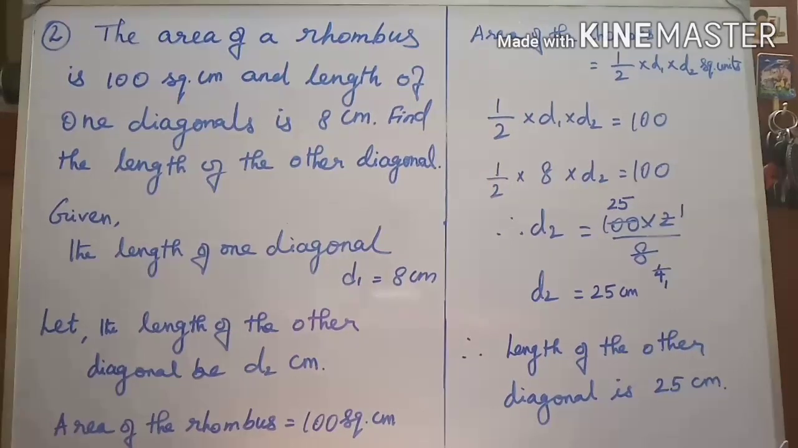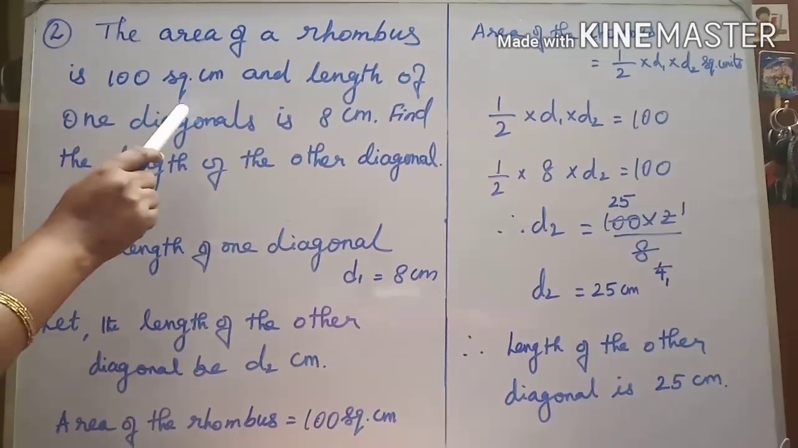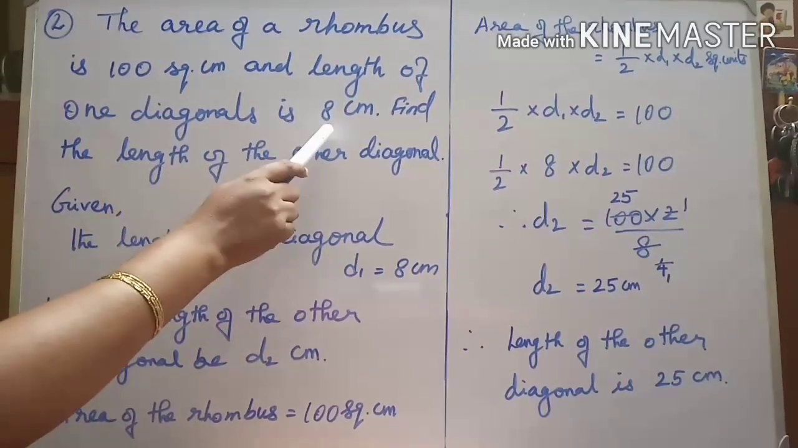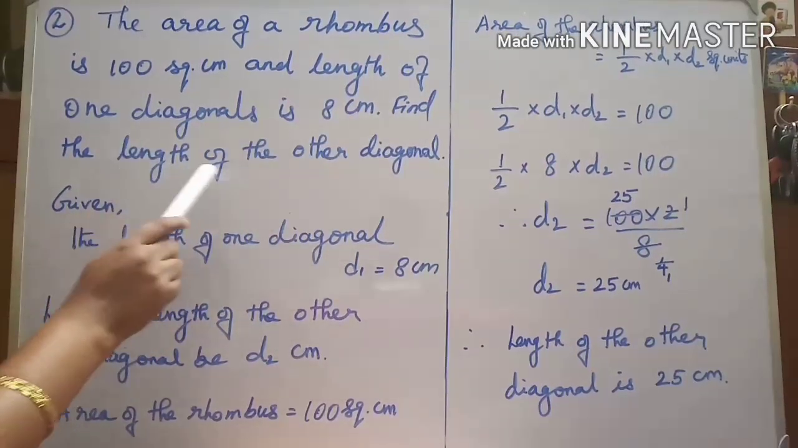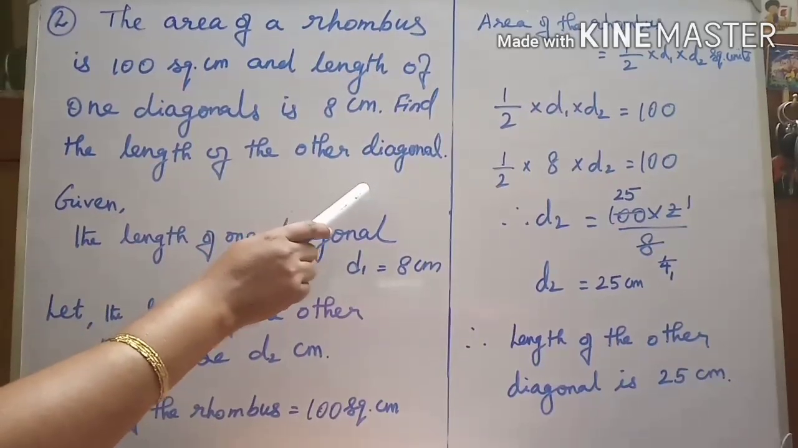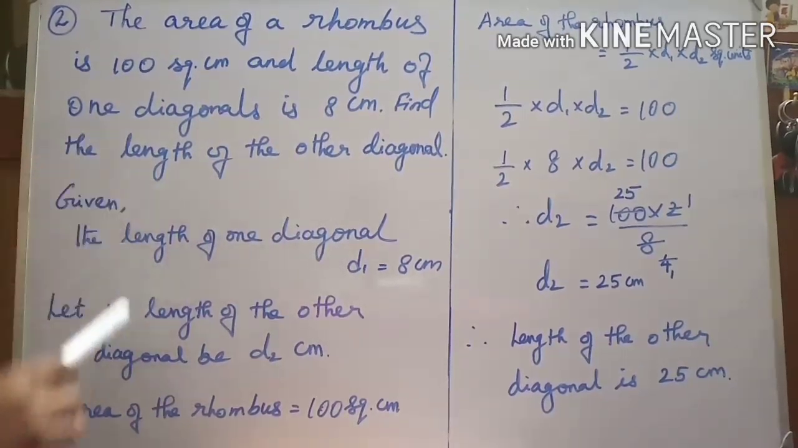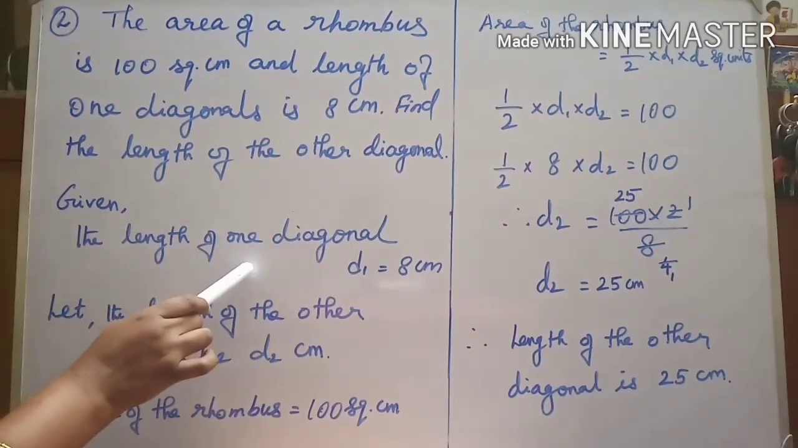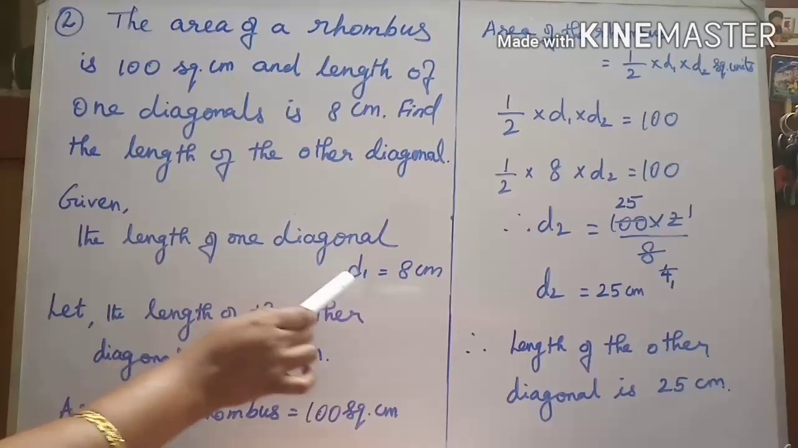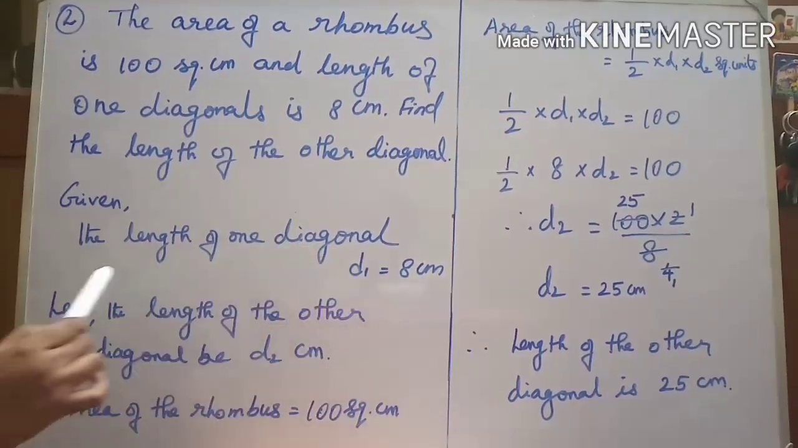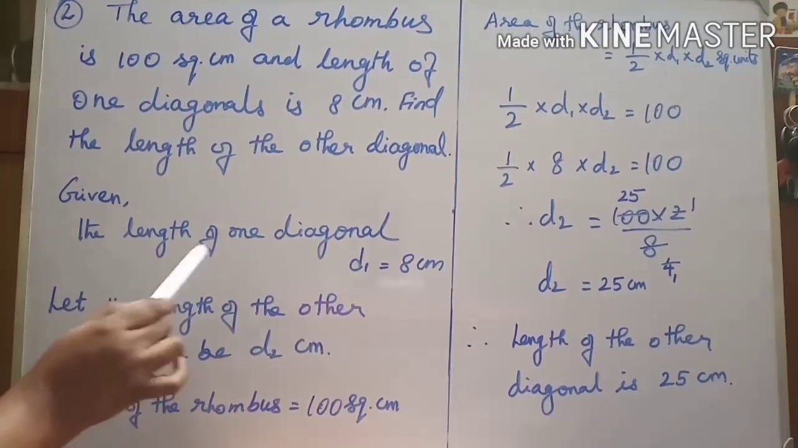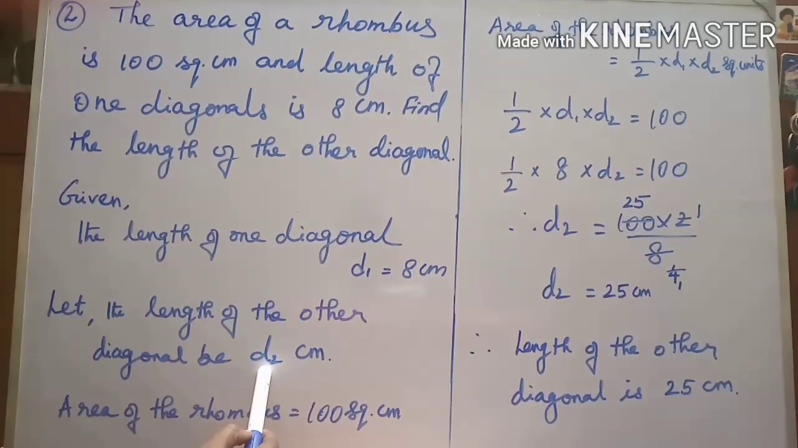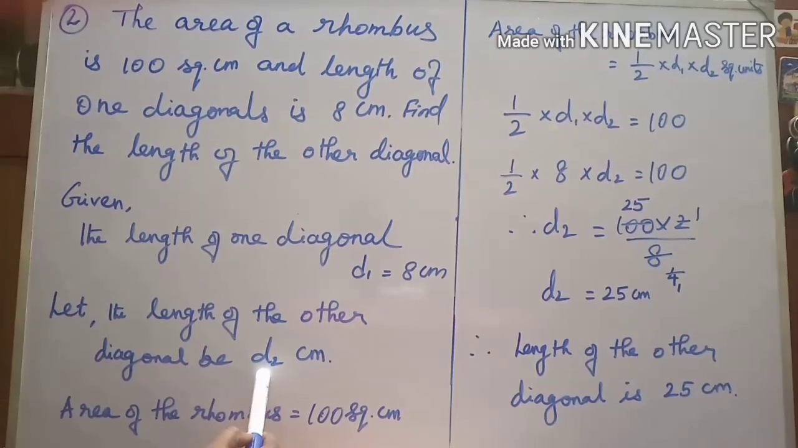Second sum. The area of a rhombus is 100 square centimeter and the length of one diagonal is 8 centimeter. Find the length of the other diagonal. What things are given? First you take and write those things. First, given the length of one diagonal, that is the first diagonal, D1 is equal to 8 centimeter. Let the length of the other diagonal be D2 centimeter. We don't know the value of the second diagonal, so just take it as D2.